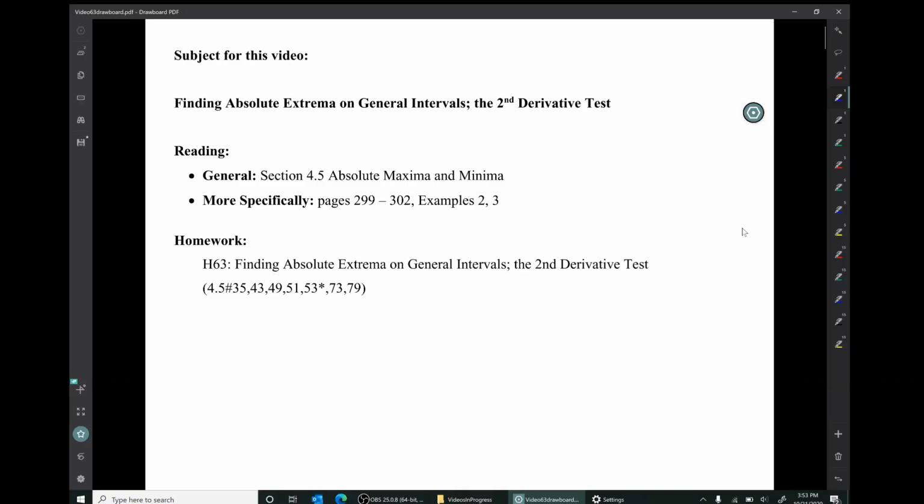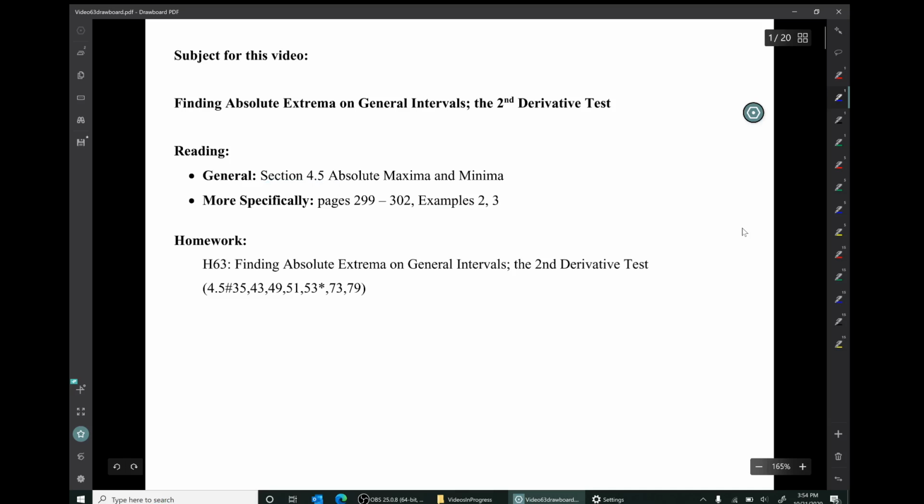One of the things that we'll learn about is the second derivative test for finding local extrema and absolute extrema. This material is from section 4.5 of the book, more specifically pages 299 to 302. Examples 2 and 3 correspond to the material in this video.